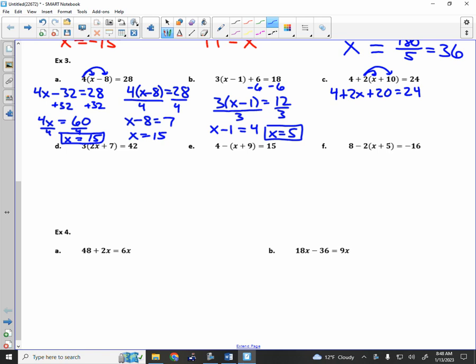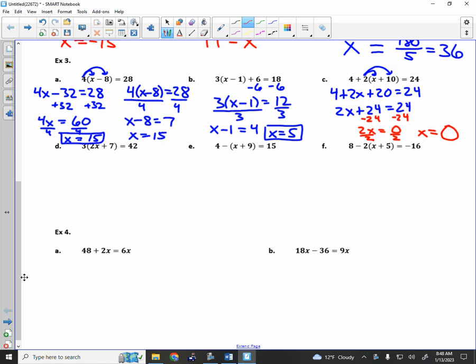What would you like to do now? Yeah, we can put the 20 and the 4 together. So 2x plus 24 is equal to 24. Now I can subtract the 24. I get 2x is 0. Sometimes people get confused when you get 0 on the other side. If I divide by 2, 0 over anything is 0.